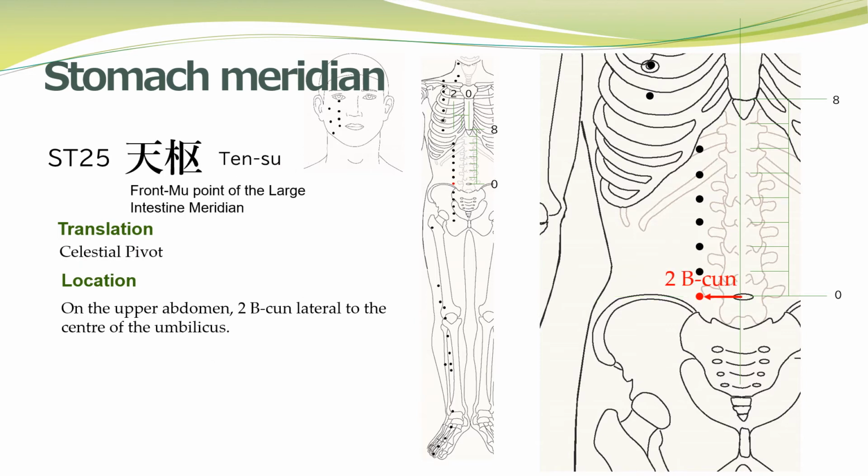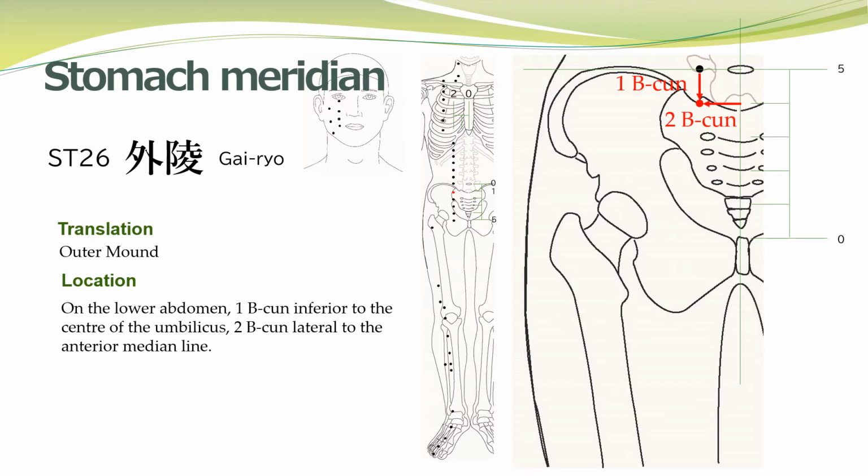ST25. Celestial pivot. On the upper abdomen, 2 fcun lateral to the center of the umbilicus. ST26. Outer mound. On the lower abdomen, 1 fcun inferior to the center of the umbilicus, 2 fcun lateral to the anterior median line.